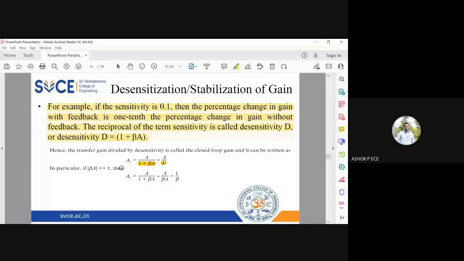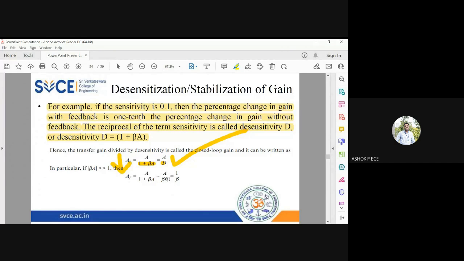Feedback. AF is equal to A by 1 plus beta A, or it is going to be A by capital D. So the gain is reduced. When you divide a number by another number, for sure I can say that the gain will be reduced. And D can never be small because D is 1 plus something. Even in the worst case, if beta A is 0, then AF and A will be the same. Otherwise, D will always be more than 1. So when you divide, the value of AF will always be reducing.